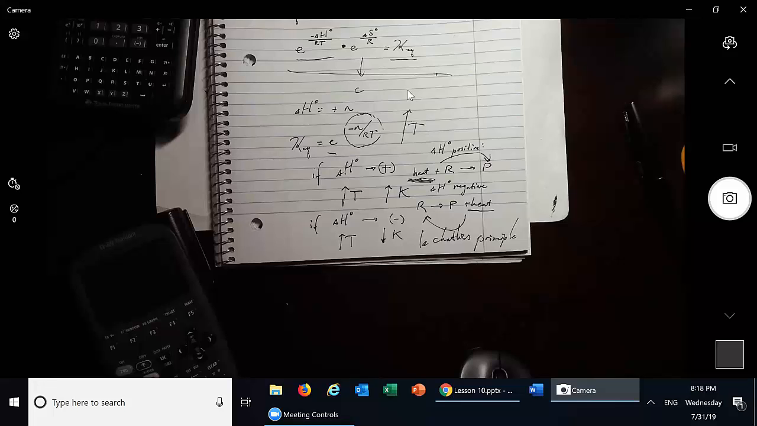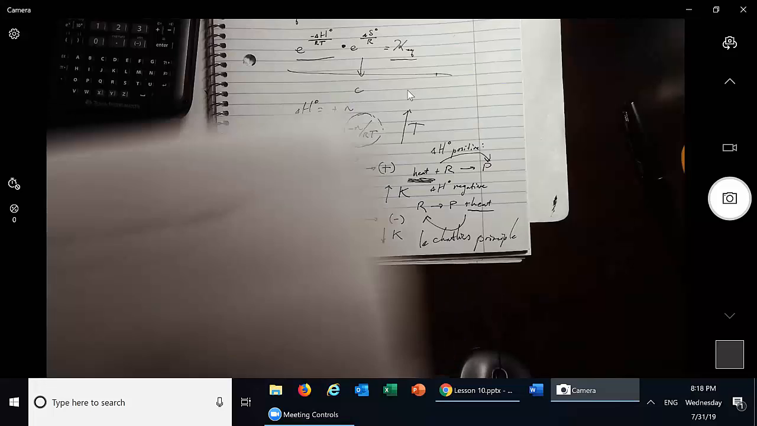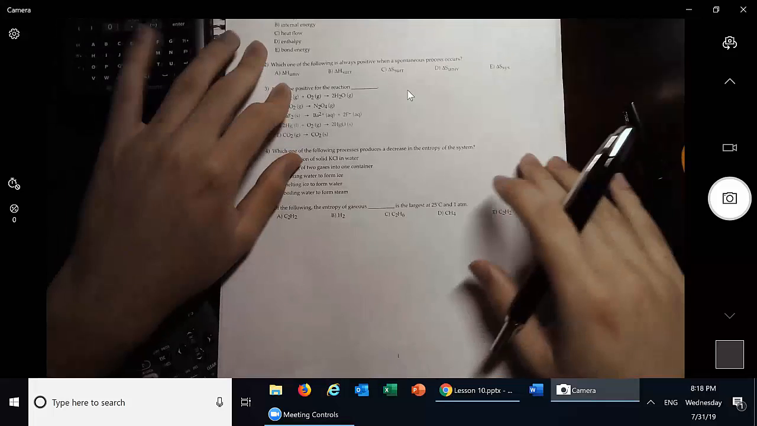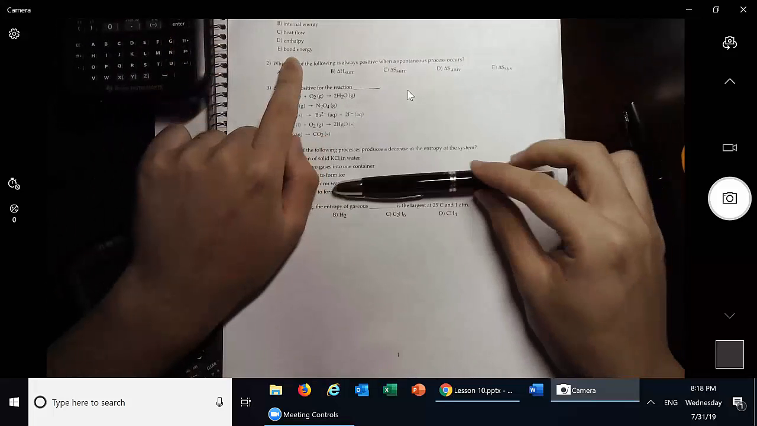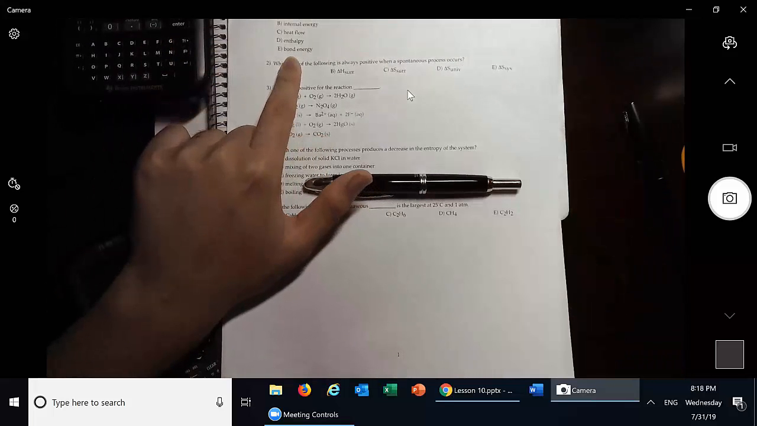So I think now is a good time to start doing some problems. These are just simple multiple choice questions. Number 1: what thermodynamic quantity expresses disorder in the system?